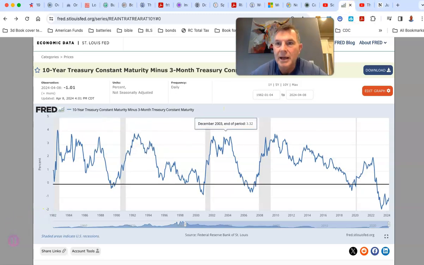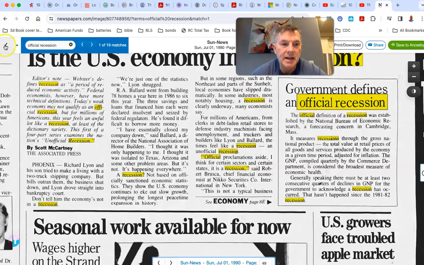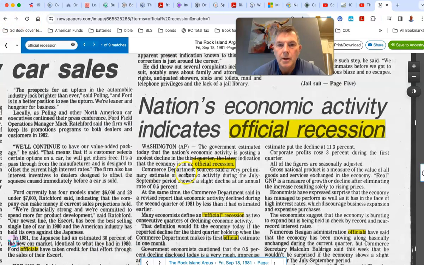Hope that makes sense. So let's go back here. Even go back to 1982. It's just indicating a recession. This is in September 1981.